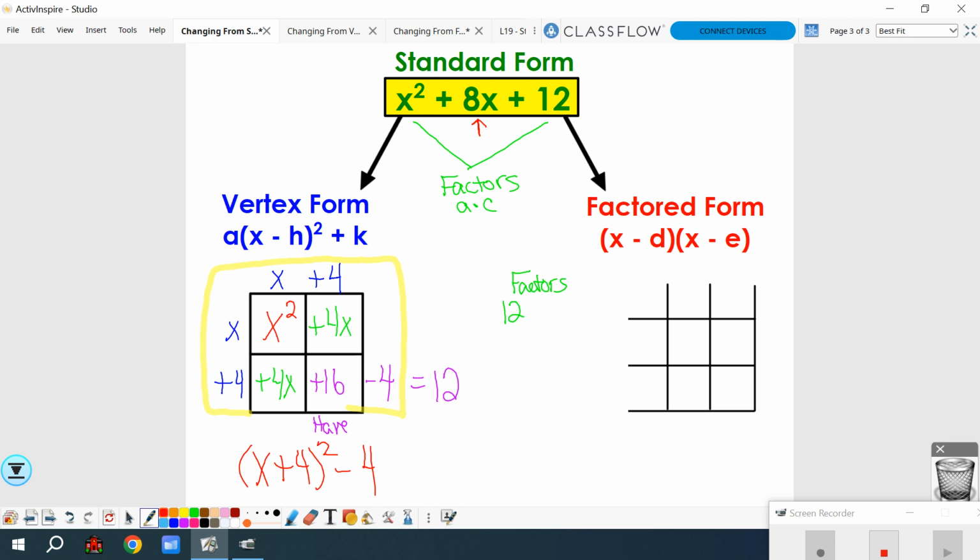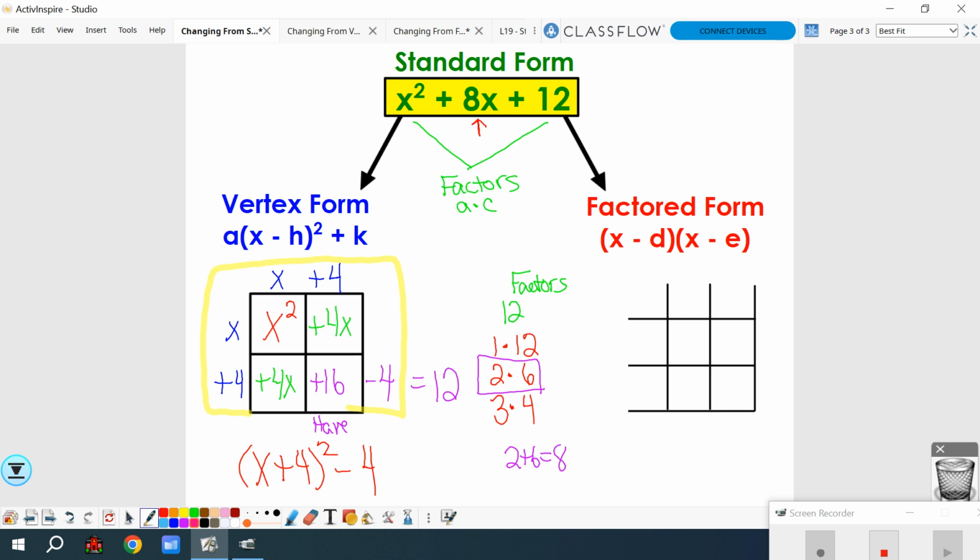So let's start by listing my factors of 12. I'm going to have 1 times 12, I'm going to have 2 times 6, and I'm going to have 3 times 4. Now in order for us to be able to factor this, I need those factors to add up to 8. So when I look, 2 times 6, if I add those together, those will give me 8. So now that I know what factors I'm looking at, it's time for us to fill in our box.